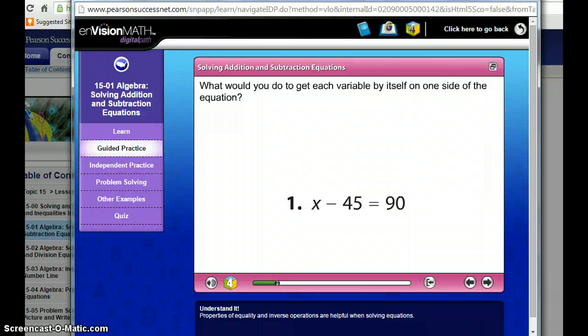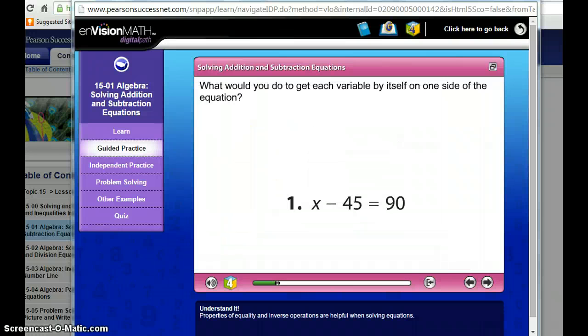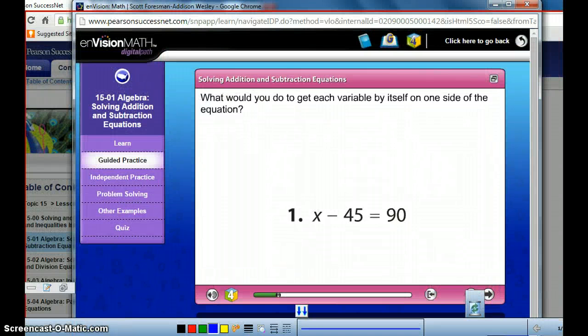All right, so the first one, number 1, x minus 45 equals 90. We're going to isolate the variable, means get it by itself. By doing what, Brody? How do we get that variable by itself? It already is minus, so what are we going to do? Add. The way, guys, I'm going to show you this way, and this is how I expect it to be done in your work when you do your assignment, okay?